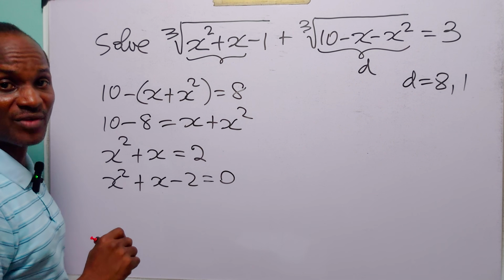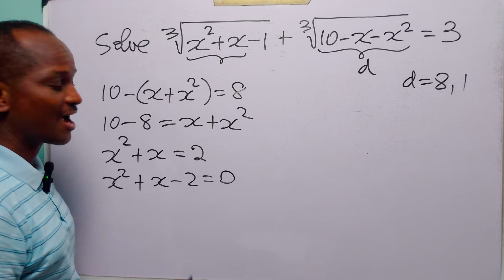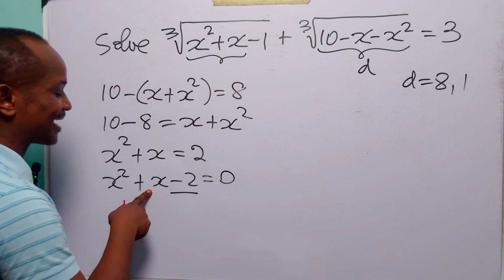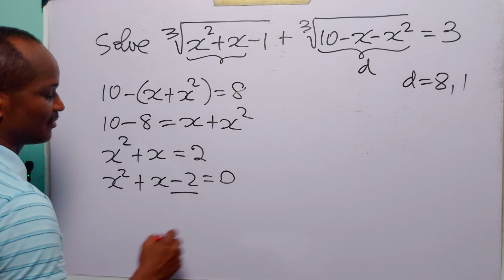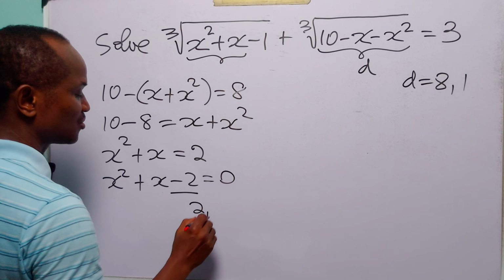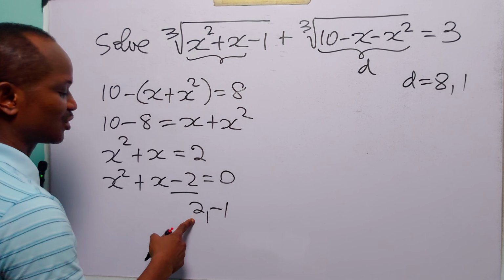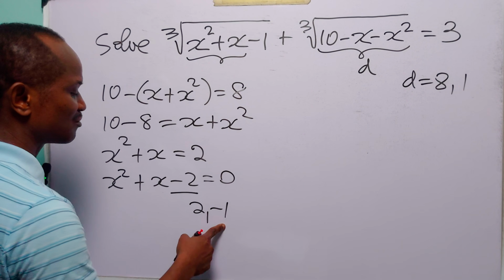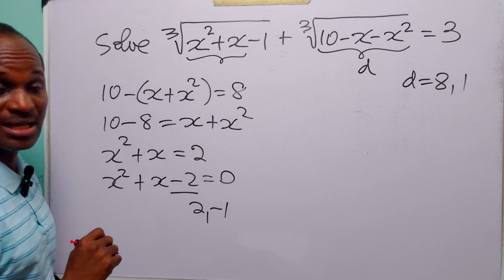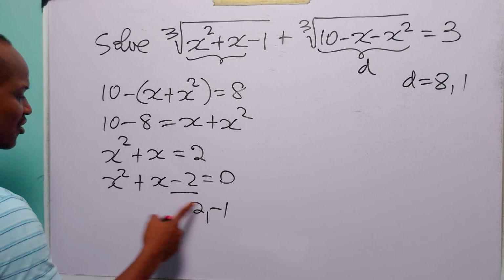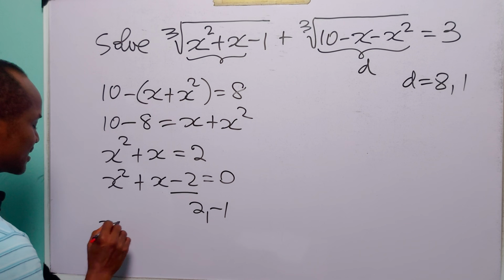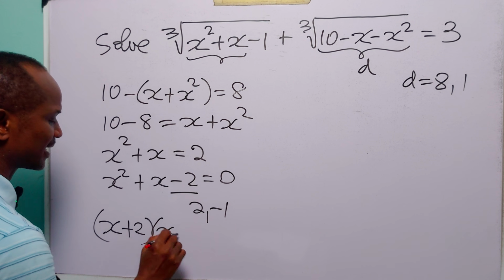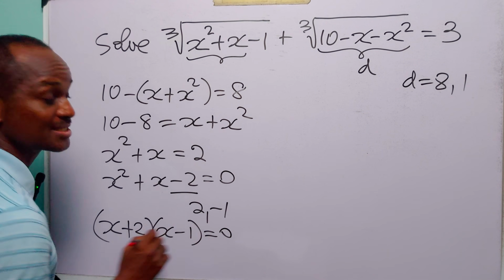Since the coefficient of x squared is 1, all we have to do is to find the factors of minus 2 that add up to 1. And those are going to be 2 and minus 1. Because 2 times minus 1 is going to give us minus 2, while 2 minus 1 is going to give us 1. Now we can factorize the left-hand side as x plus 2 multiplied by x minus 1 is equal to 0.